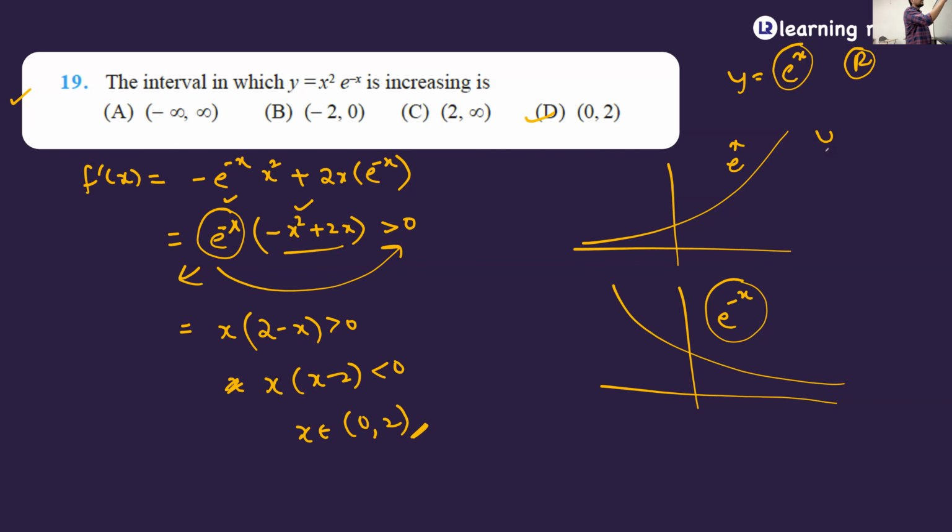Whereas if they give you y is equal to e power minus x and ask you the interval in which the function is increasing, what will the answer be? Where will the function e power minus x increase? Nowhere. Please concentrate. E power minus x, where is it increasing? It is decreasing. There is no interval in which e power minus x is increasing. Similarly, there is no interval in which e power x is decreasing. That is the point to be understood. Are you able to understand?